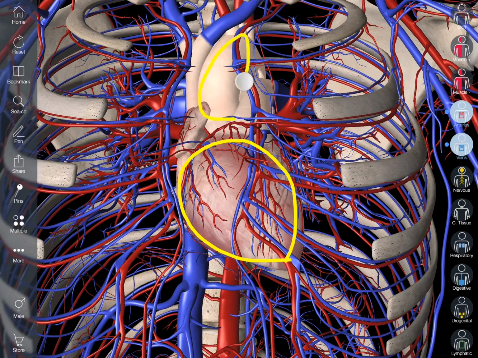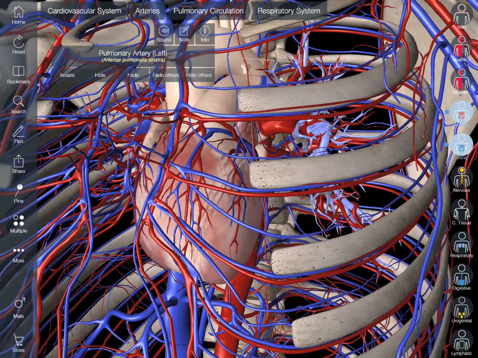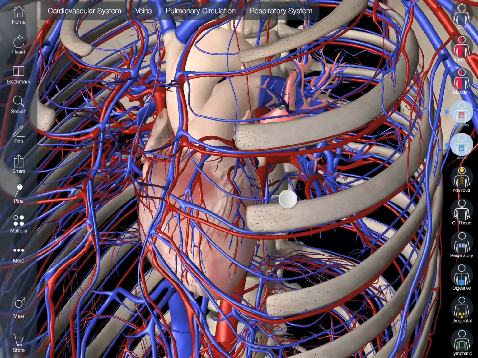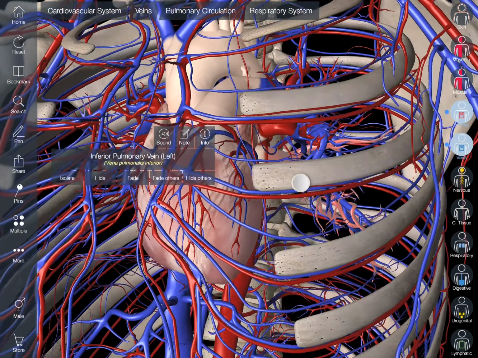And over here, this is the pulmonary trunk. Of course, it will divide into the right and left one. This is the left pulmonary artery, and also to the right, which is not very obvious here. And this is the superior and inferior pulmonary veins to the left again.